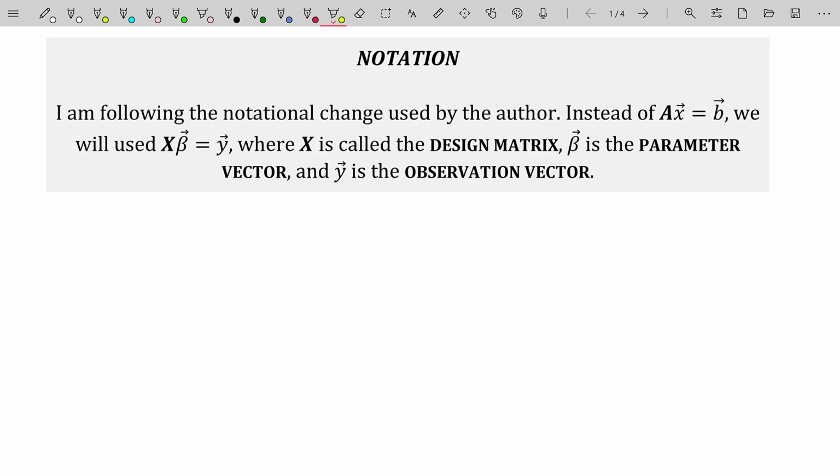So instead of AX equals B, we're going to replace the matrix A with the matrix capital X. That is called the design matrix. And then we're going to replace the vector X with the vector beta, and that'll be called the parameter vector. And finally, we will replace the vector B with the vector Y, and that is called the observation vector. All of these names, well, at least the observation vector name, will become obvious when we get there. The other names are just names that you're going to have to remember.